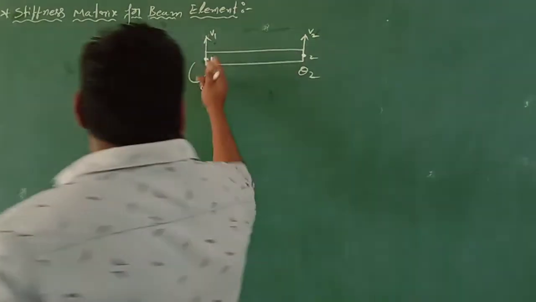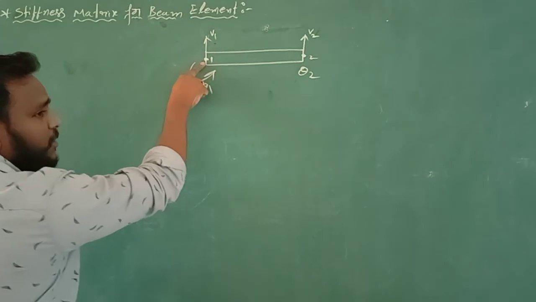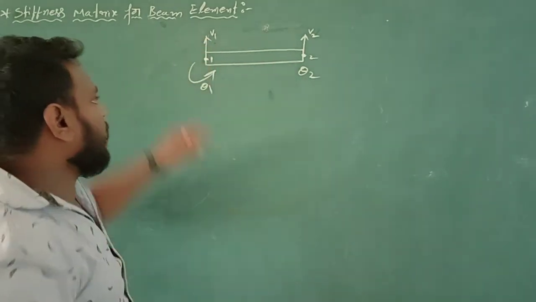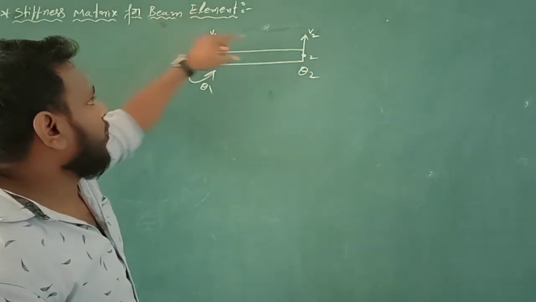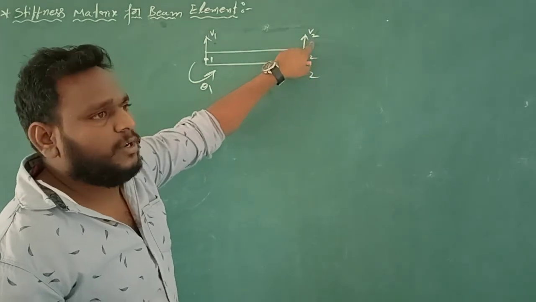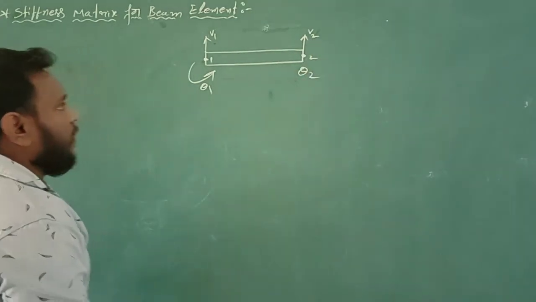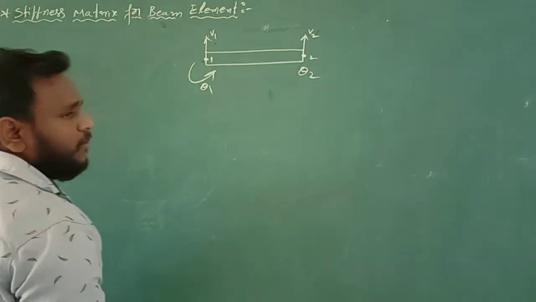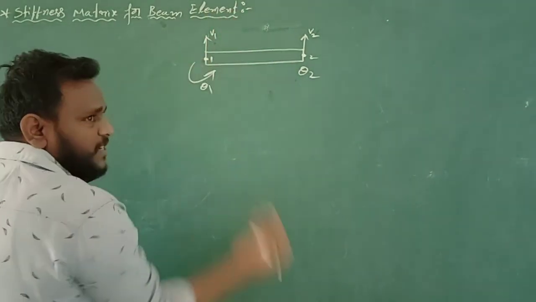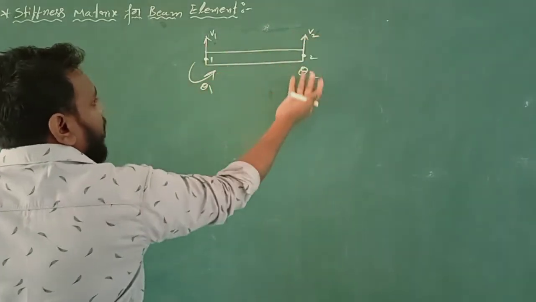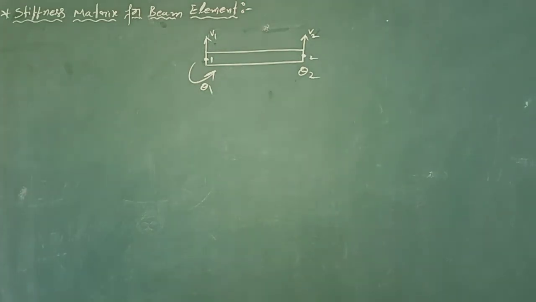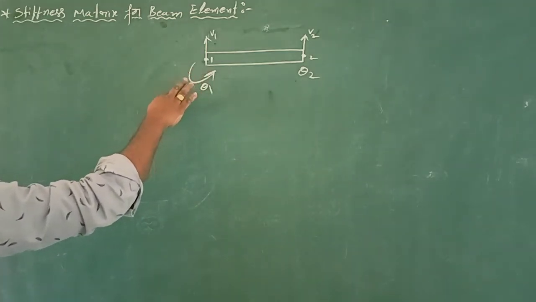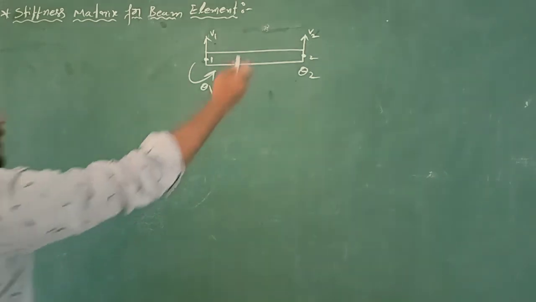I'm repeating: each node has two deflections, one linear deflection and another slope deflection. Node 1 has V1 and theta 1, and node 2 has V2 and theta 2. These are the deflections that occur in a beam element. After applying some load, it has the four deflections V1, theta 1, V2 and theta 2. Now I want to write a relation between the Hermite shape functions and the entire deflections.